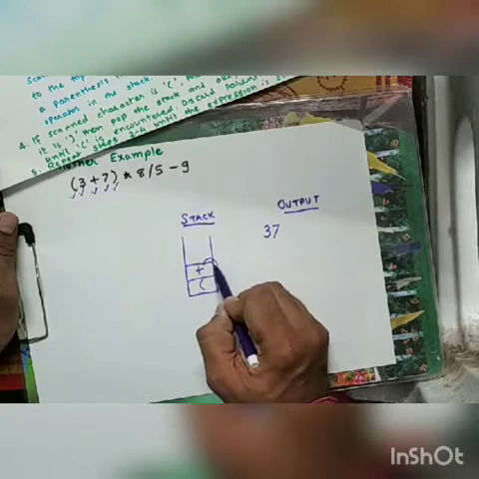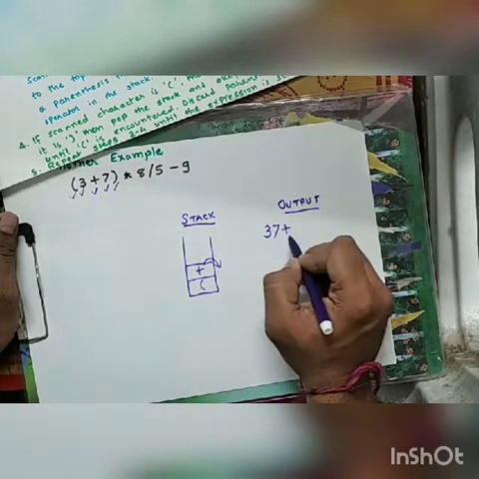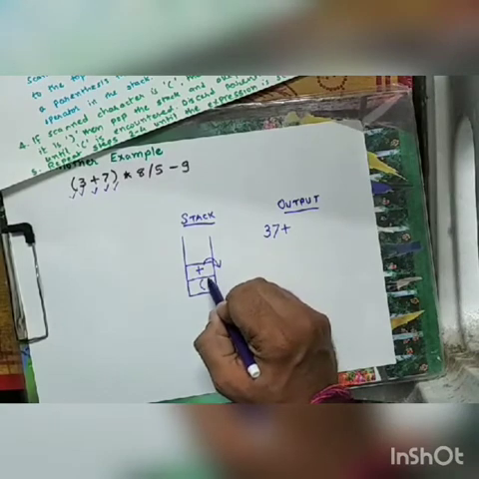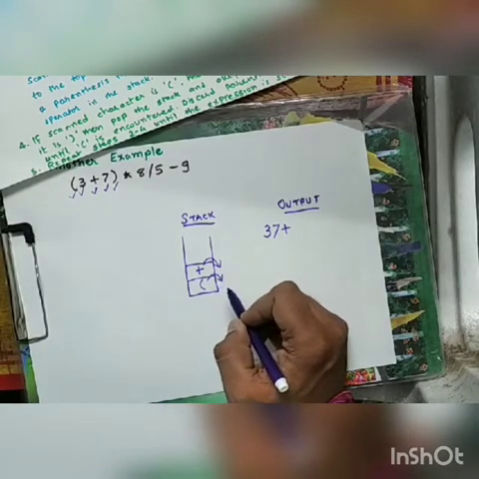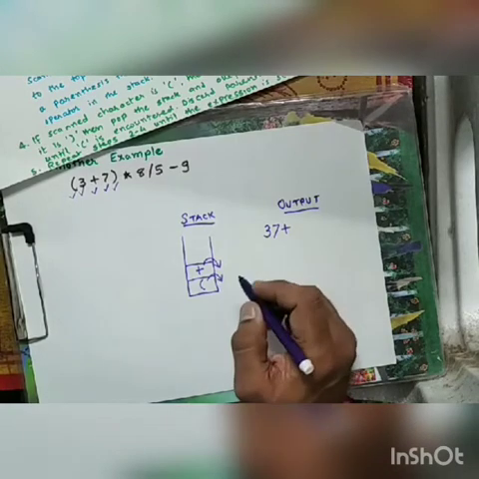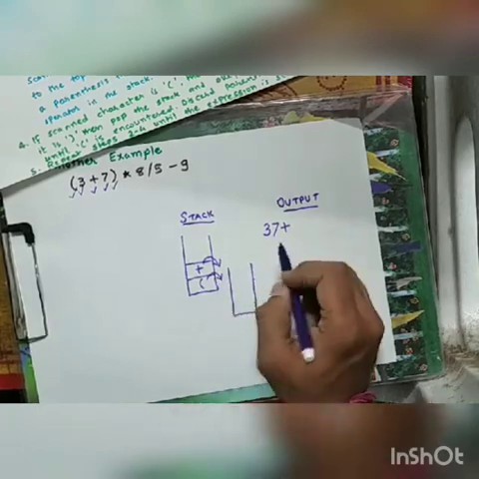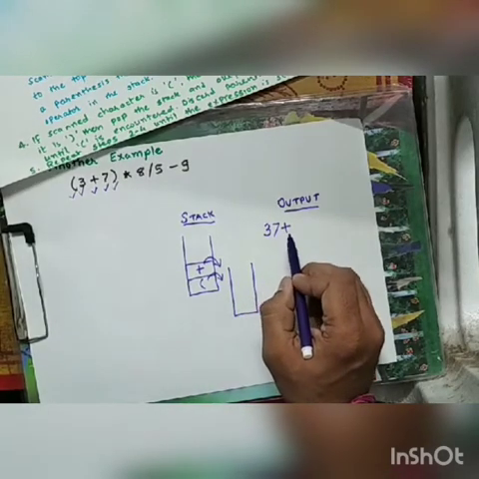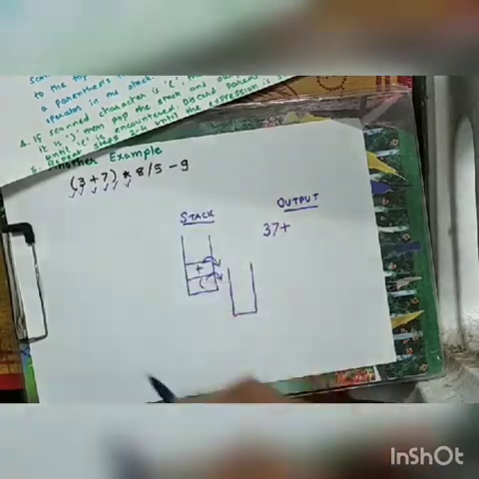We will extract plus from the stack and add it to the solution. We will also extract the opening bracket and discard it. So at present the contents of the stack are empty. Let me draw the stack once again, which is an empty stack, and my current output is 3 7 plus.